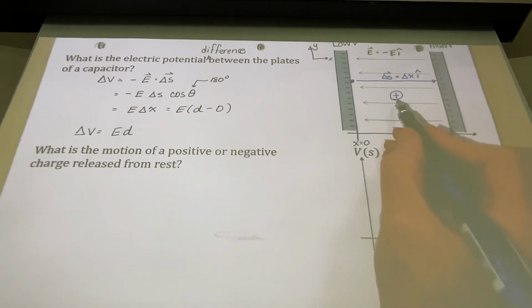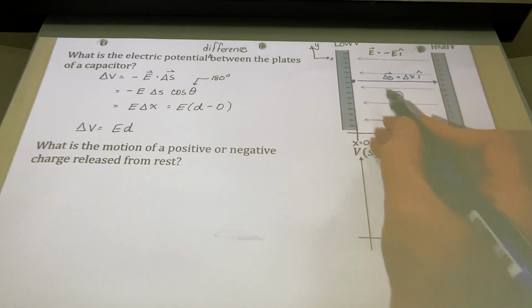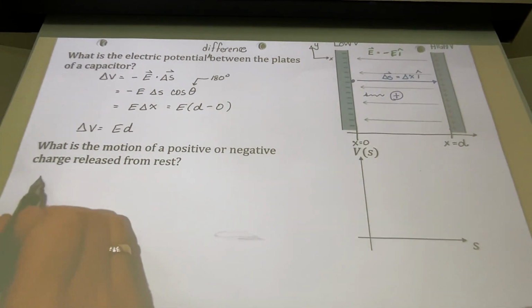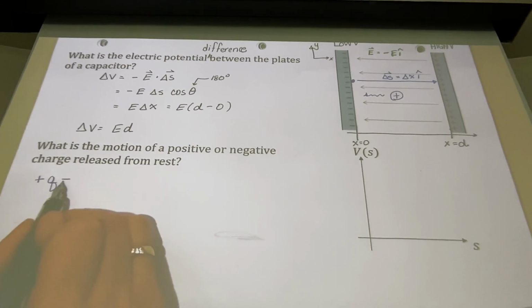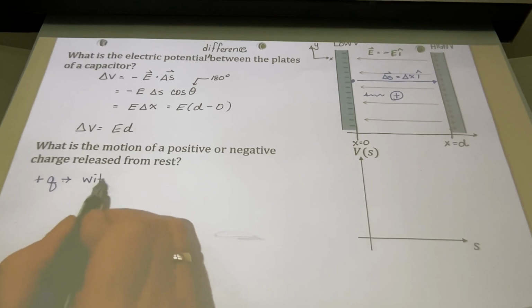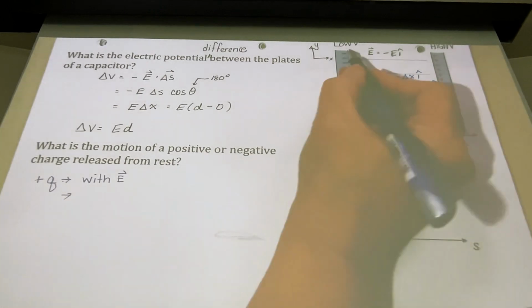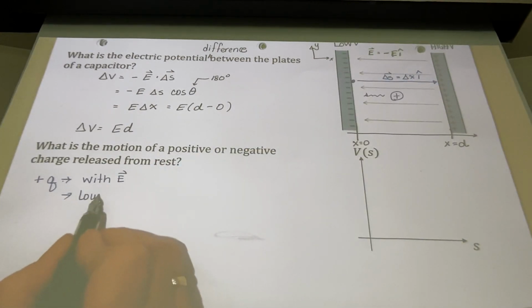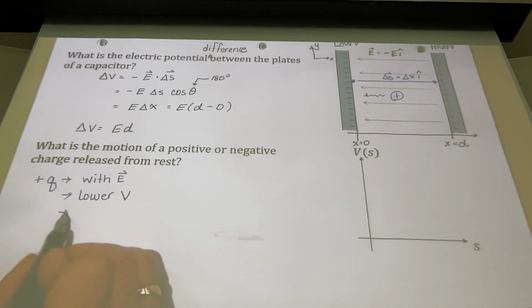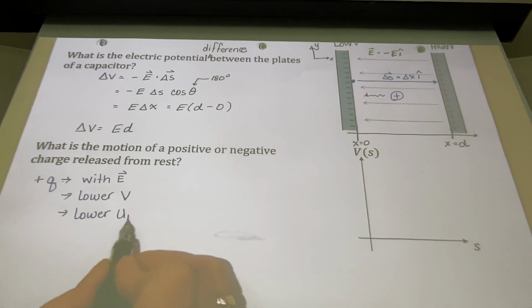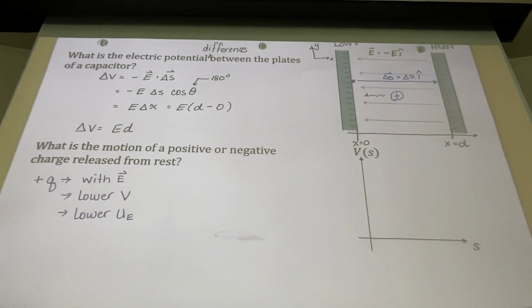Well, if I think about what happens with regards to force, it'll be repelled by this plate and attracted to this plate. It will move to the left. Okay, so if I release a positive charge, it will move in the same direction as the electric field. It will move towards lower potential because we see it's going towards the low potential plate. And also to lower electric potential energy. Okay, so our electric potential energy was charge times E times position. That's a high potential energy. That's a low potential energy for that positive charge.